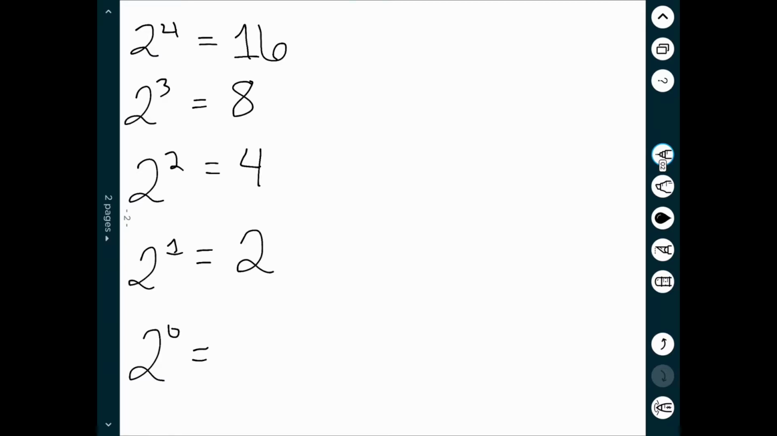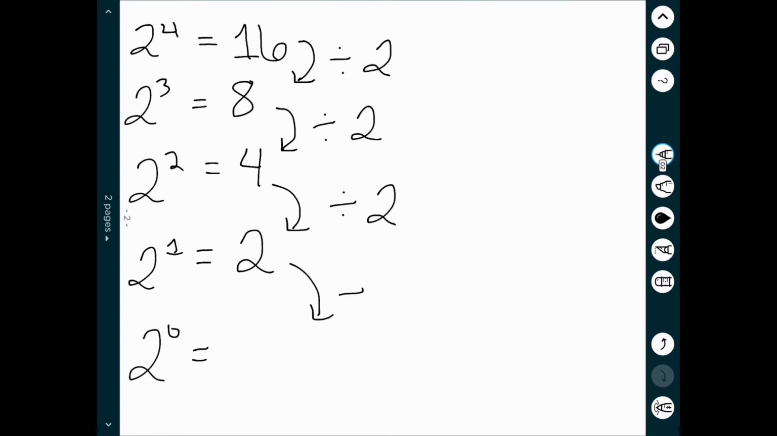So what about 2 to the 0? We can see to get from 16 to 8, we need to divide by 2. 8 to 4, we also divide by 2. And to get from 4 to 2, we divide by 2. So in order for our rules of exponents to make sense, we need to continue this pattern. So here, we'll divide by 2. And 2 divided by 2 is 1. And in general, this is going to hold no matter what your base is. Anything to the 0 power will be equal to 1, with only one exception.